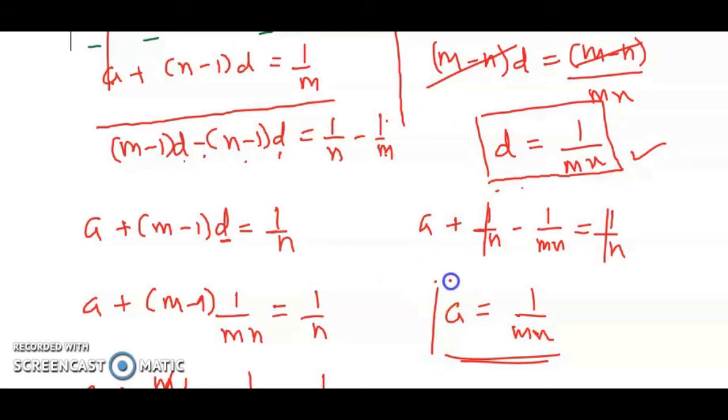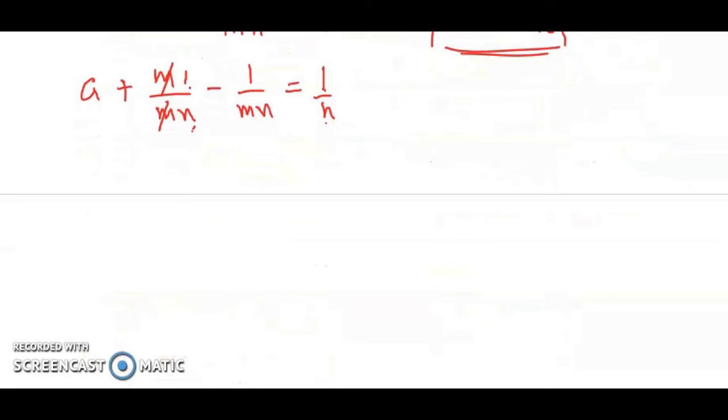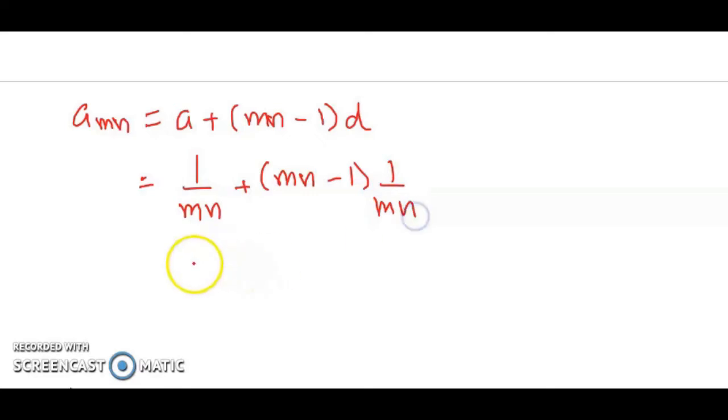So now we want to prove here that the mnth term of the AP is 1. So let's put the formula of the mnth term. The formula will be a plus mn minus 1 d. Here in place of a we will put 1 upon mn, and in place of d also we will put 1 upon mn. So this will be 1 upon mn.